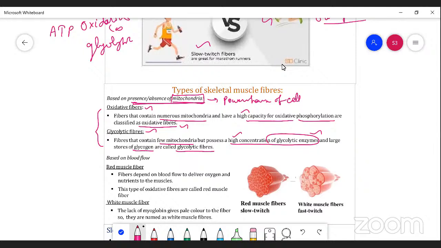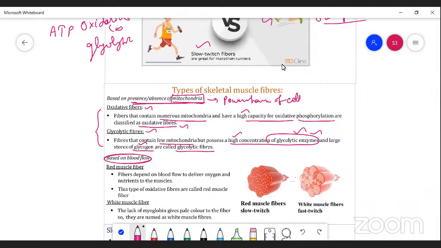The glycolytic fibers have few mitochondria and at the same time a high concentration of glycolytic enzymes, so they store more glycogen. The glucose is converted to glycogen and stored in the muscle. What is the need? The storage of glycogen, that is glucose, will be helpful for the body for later use. With the help of the glycolytic enzymes, glucose is stored in the muscle as glycogen for later use. Do you understand?